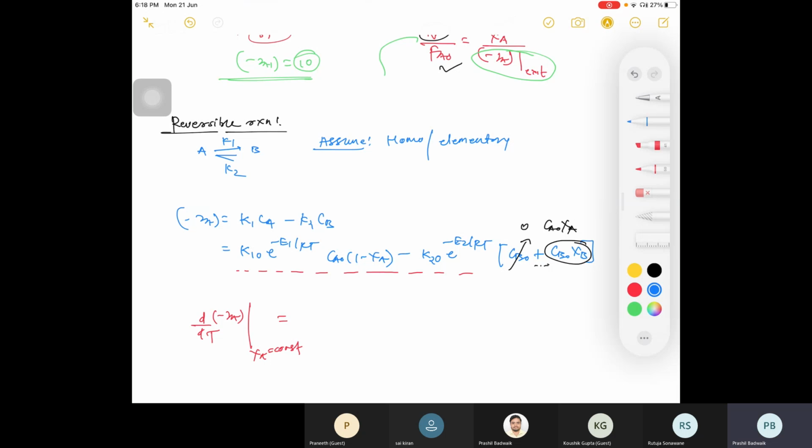So you will get K1 naught e power x. What is the derivative of e power x? The coefficient of x remains, so you will be having minus E1 divided by R, and T is there, so it is 1 upon T square. Okay. Similarly, you will get for this.